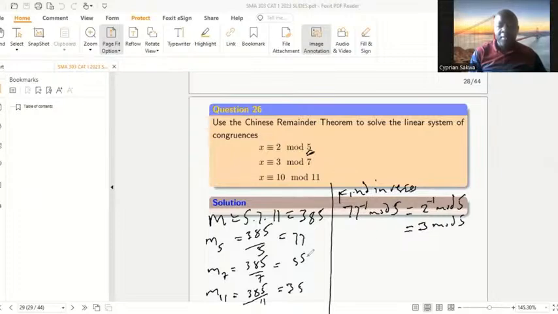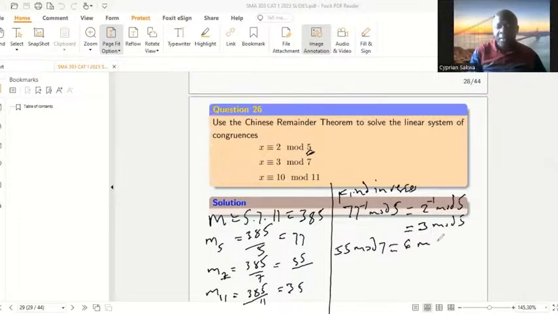Now, find the inverse of 55 mod 7. I reduce it. If I divide by 7, what will be the remainder? If I divide by 7, the remainder will be 6.